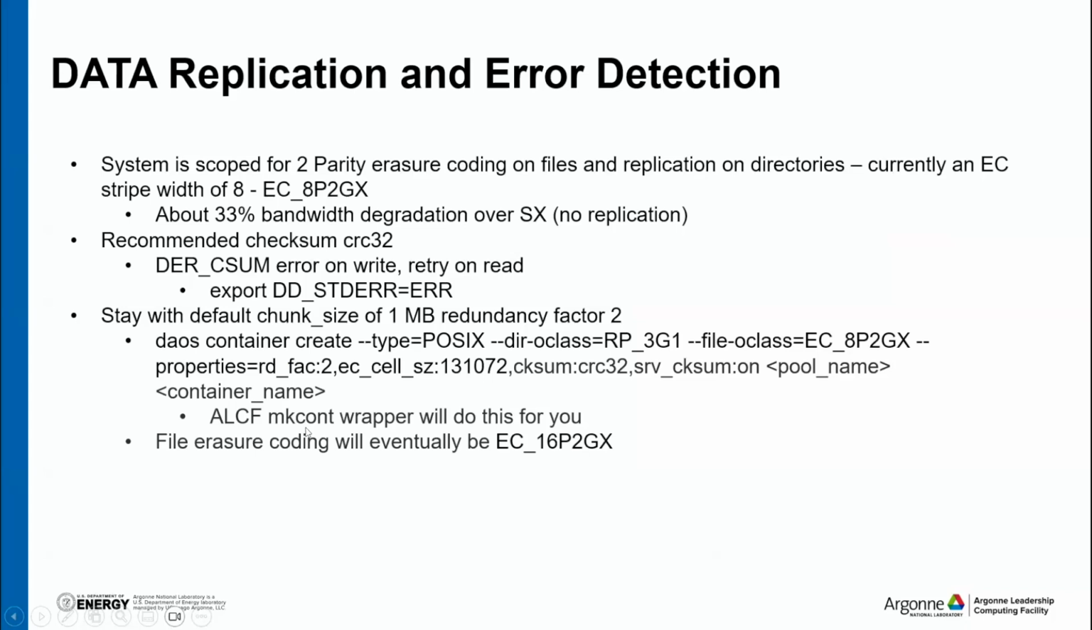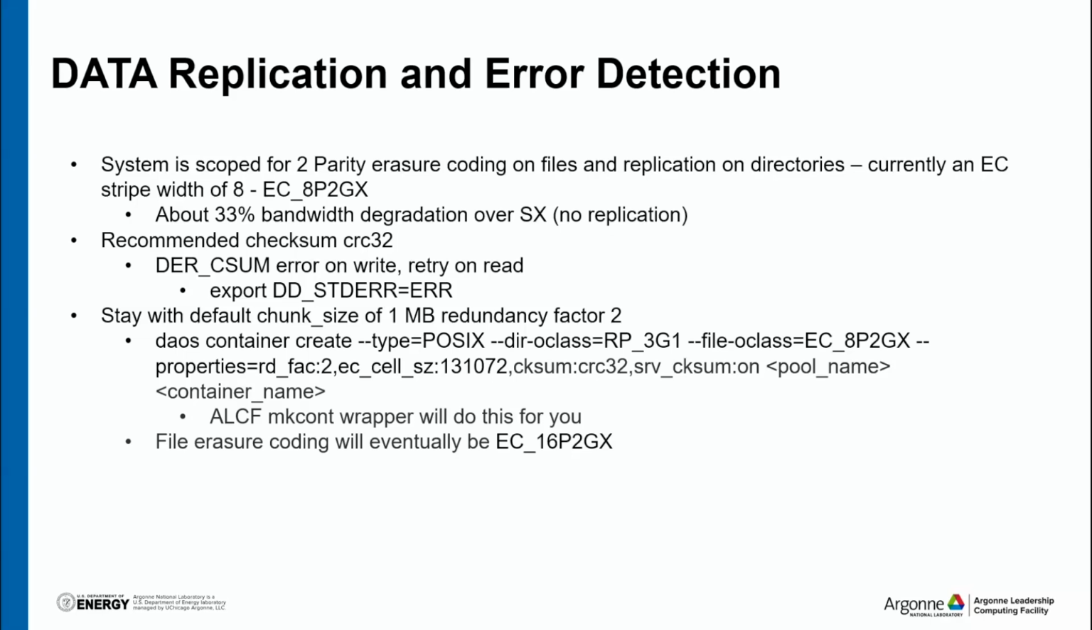As I was mentioning before, we're using an EC stripe width of 8 with a parity of 2. That means you've got an extra 20% of data, but it actually has the impact of about 33% bandwidth degradation over having no replication at all. And on top of the erasure coding, we also recommend using a checksum, and the algorithm that's been proven adequate with the best performance is CRC32. And there are environment variables you can set.